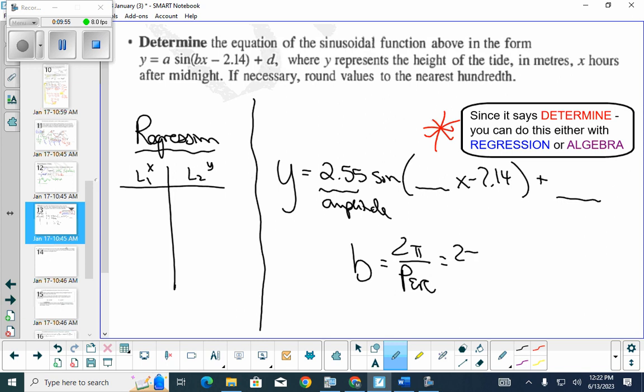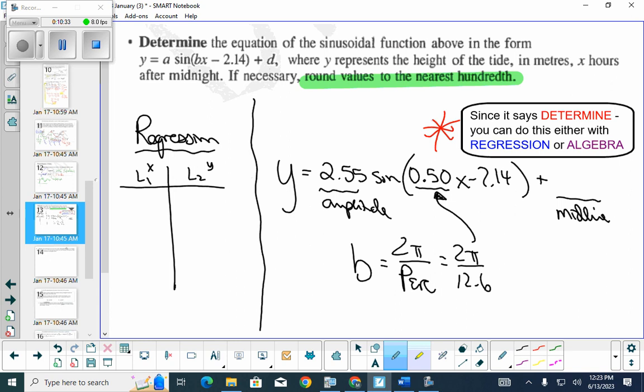So you have that, 2 pi over 12.6. Round values to the nearest hundredths. You would punch that whole thing in. You go 2 times pi divided by 12.6. You're going to get out a 0 point something, 50. Okay. So that is just this plugged in. Now, the number on the end, this is the midline.